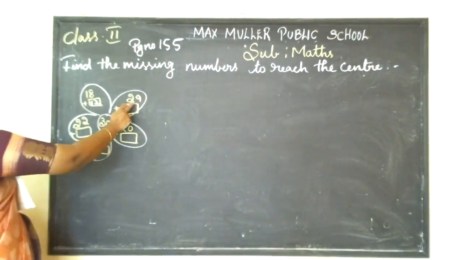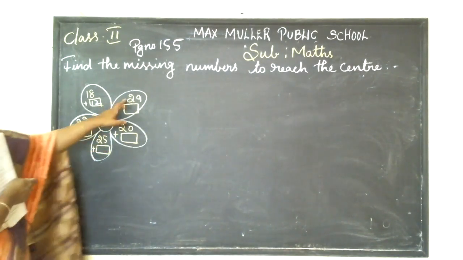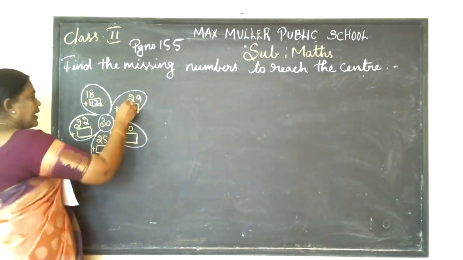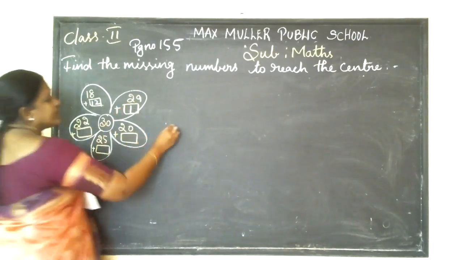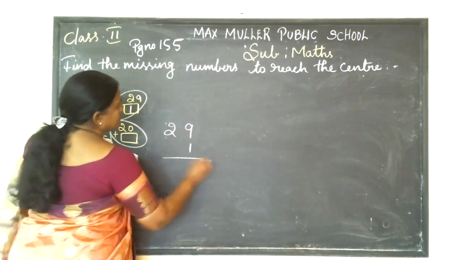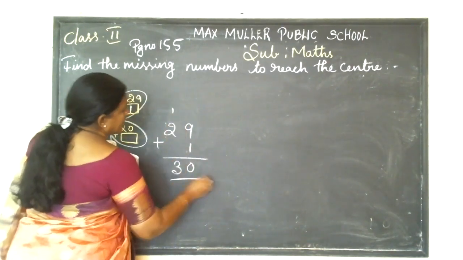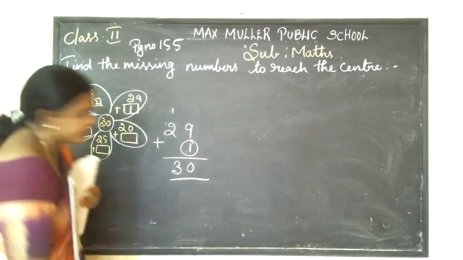Now 29 is here. In the middle 30 is there. For 29, how much do you want to add? Only 1, and you will get 30. 29 plus 1, 30. See here, 29 plus 1, 9 plus 1, 10. 3. How much do you want to add? 1 you want to add, you will get 30.